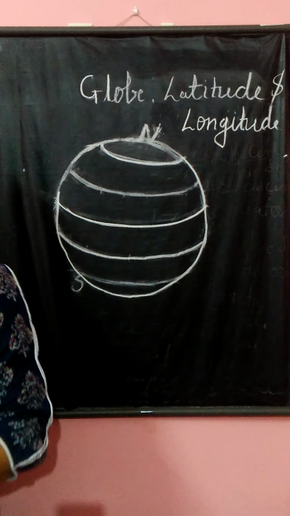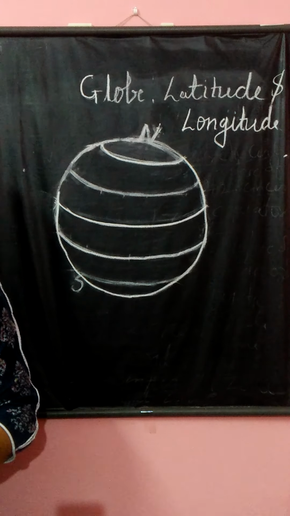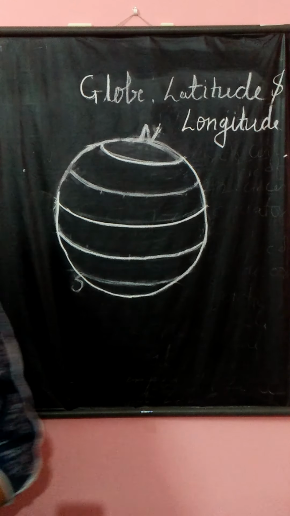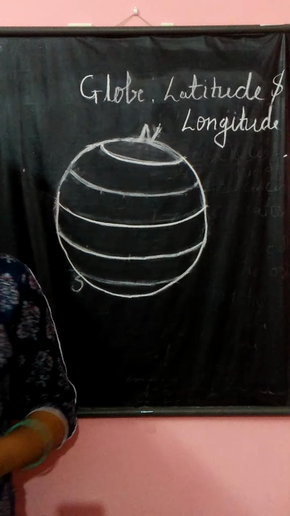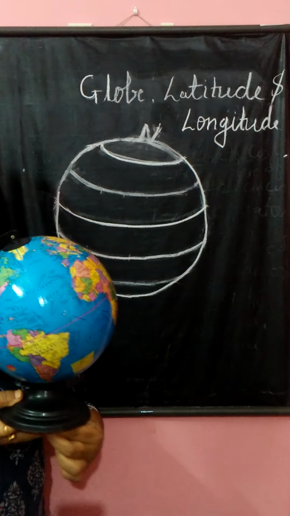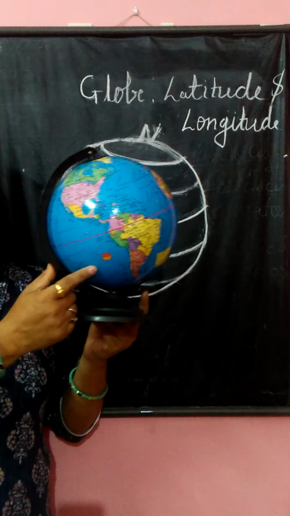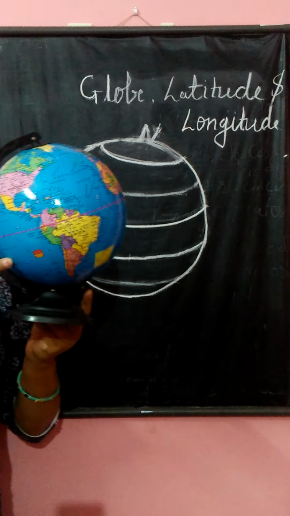So first of all, we will come to know about the globe. A globe is a small model of the earth, just like the earth. We can study it easily through the globe. So this is the globe, the true model of the earth, and we can understand our earth easily.